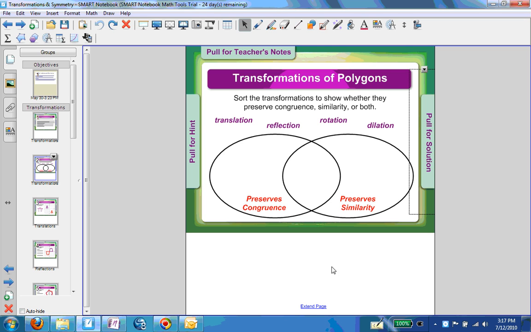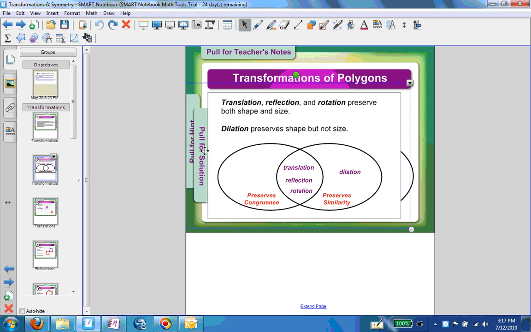So in thinking about this, think about which of these would keep the congruence, or the shape the exact same size and shape, and then which of these would keep the same shape but not the same size. So similarity is the same shape, not the same size. Second, we realize all of them are going to preserve similarity. So translation, reflection, and rotation actually keep the shape the same size. Dilation keeps it the same shape, but it doesn't keep it the same size. So it keeps similarity, whereas the rest of them keep it both similar and congruent.